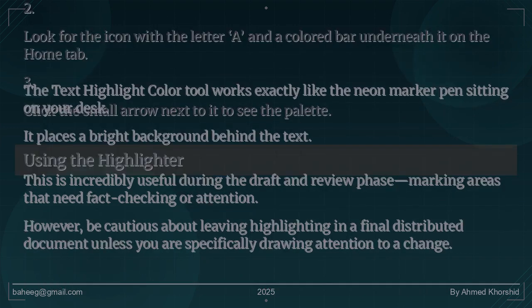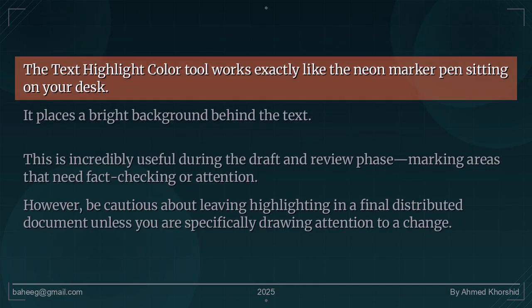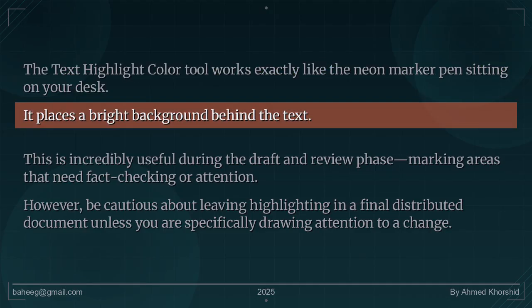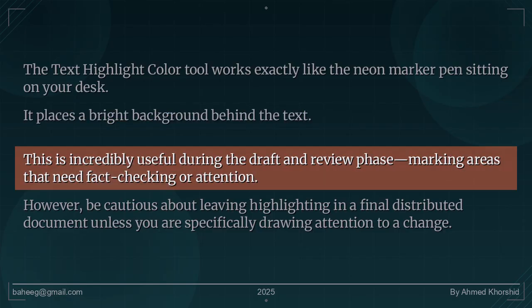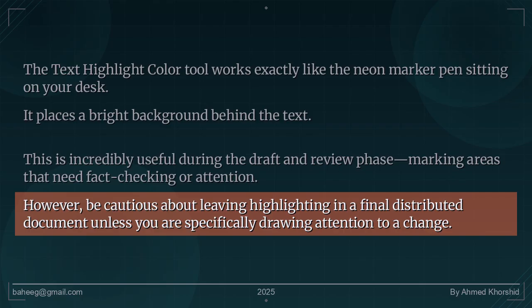Using the highlighter. The text highlight color tool works exactly like the neon marker pen sitting on your desk. It places a bright background behind the text. This is incredibly useful during the draft and review phase, marking areas that need fact-checking or attention. However, be cautious about leaving highlighting in a final distributed document unless you are specifically drawing attention to a change.